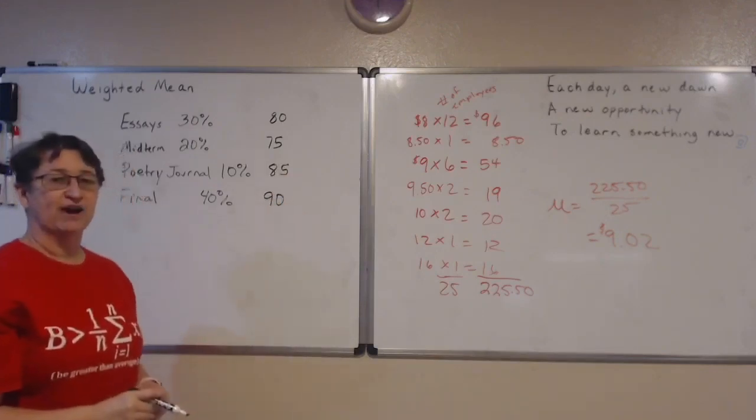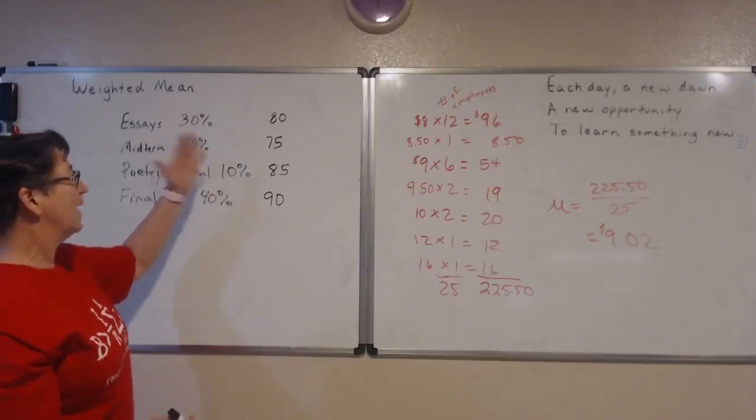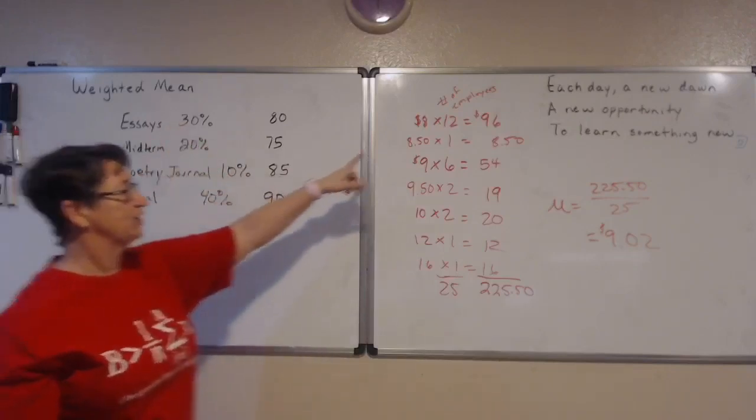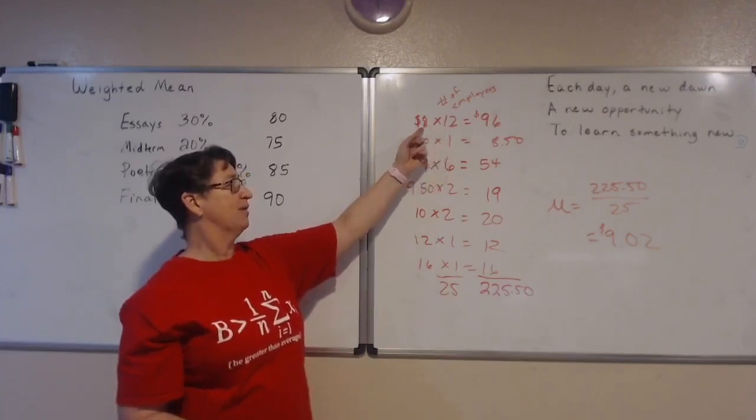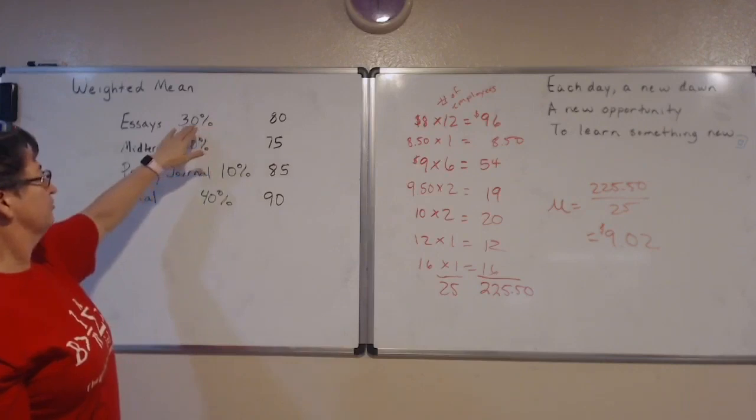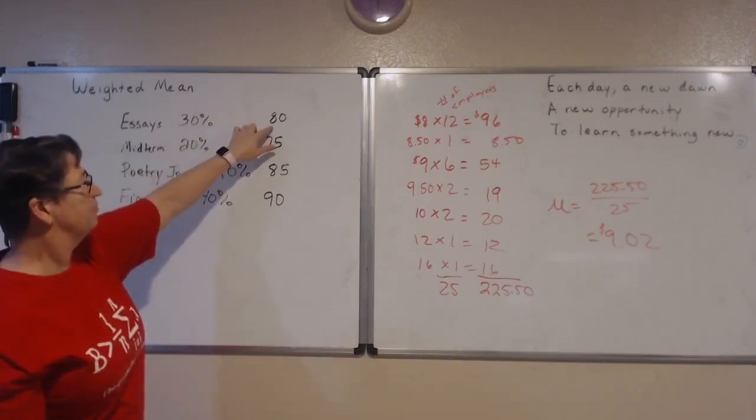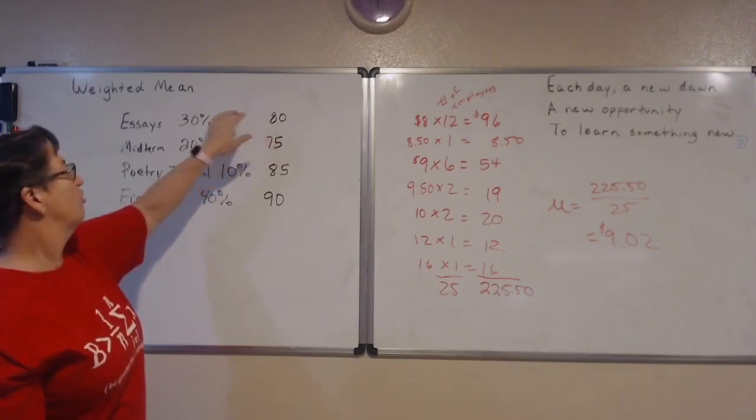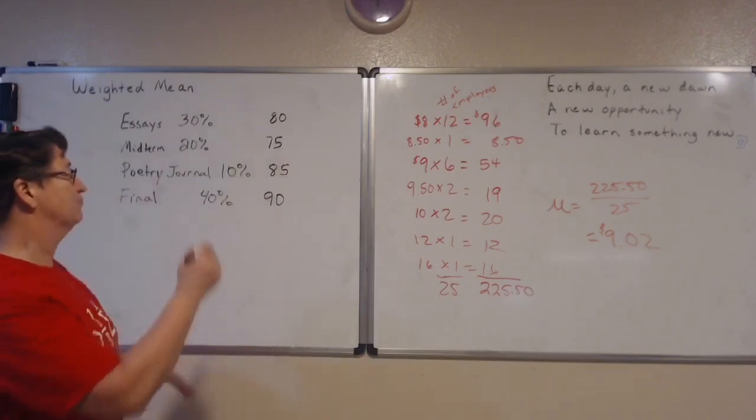So now we want to find the grade in the class. So to find a weighted mean, all we do is just like we did over here, where we take the number of them times the amount. That's the same thing here. This one, 30% is like this 30 times. So I'm just going to take 30% and multiply it times the 80.